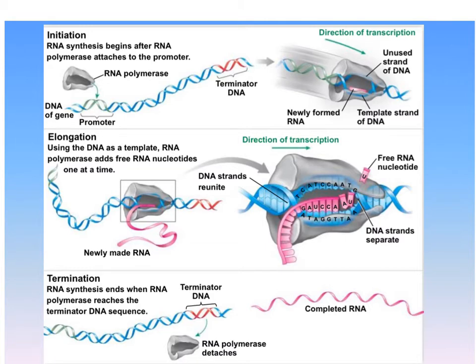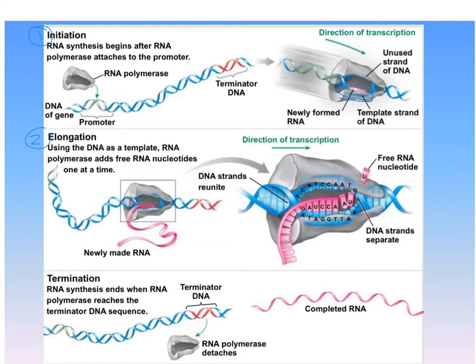Transcription is made up of 3 different phases. The first one is initiation. That big enzyme, RNA polymerase, is going to attach to a promoter. The DNA strand will be unwound and we'll have a template strand. This will be the strand that's copied into an mRNA molecule. Okay, so then our next stage is elongation, and this is where we're adding bases to our mRNA molecule using that DNA as a template.